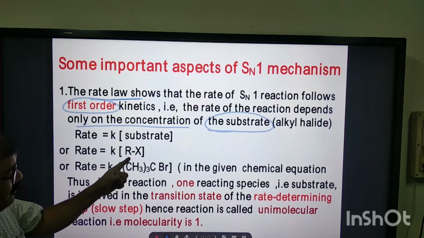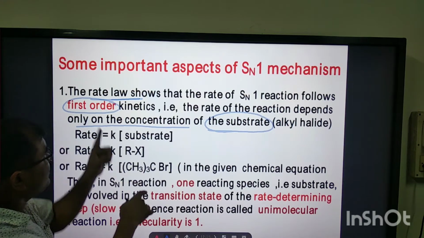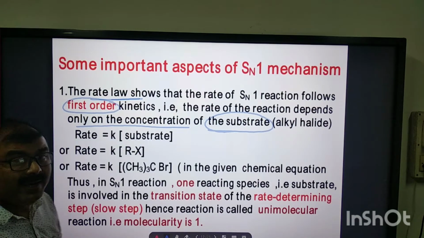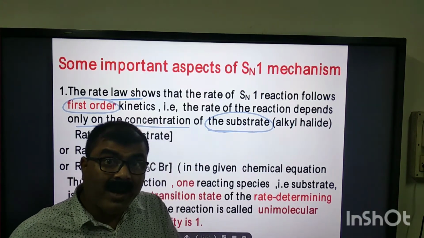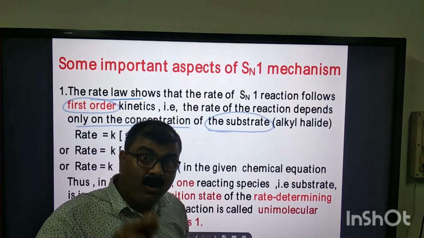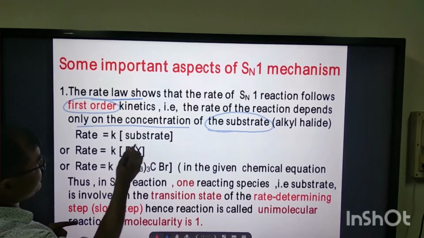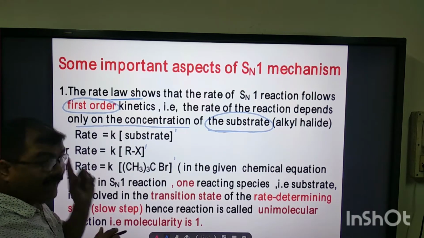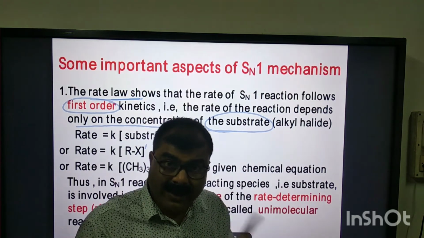This is the substrate general formula, whatever we have taken in the examples. So what is the meaning of first order kinetics? It means the rate of the SN1 reaction depends only on the concentration of the substrate, not on the concentration of the nucleophile. Remember. So it is easy. The order is 1 everywhere. And the rate law and order are determined experimentally. You have learned this in chemical kinetics.